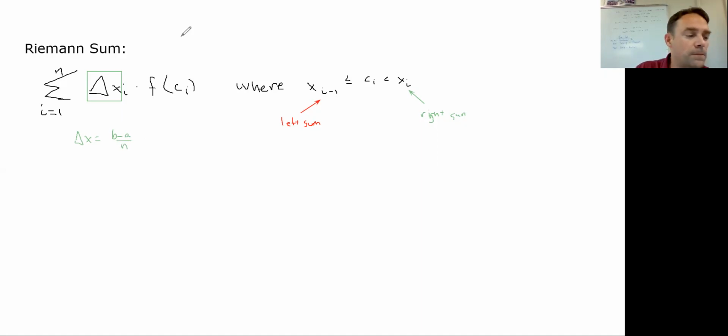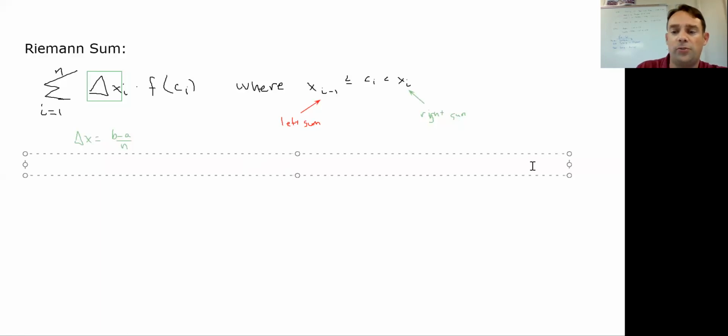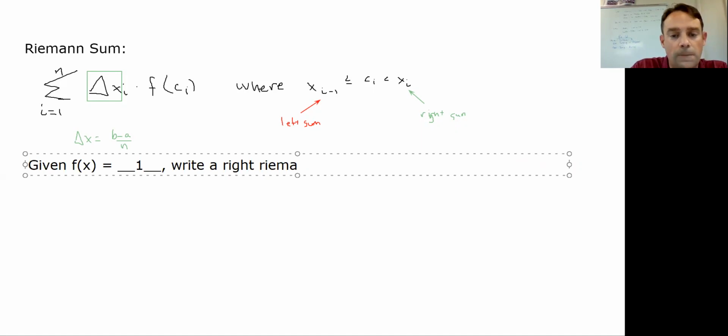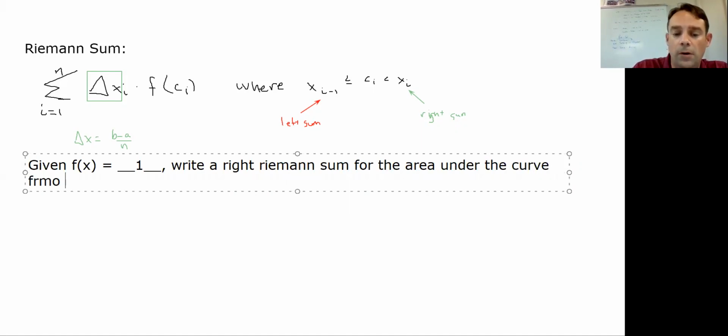So, given a function, we did this again last class, but let's just start here a little bit more as we dive into it just a bit. So given f of x equals 1, and I'll finish off that function here in a second. Write a right Riemann sum for the area under the curve from 1 to 4.